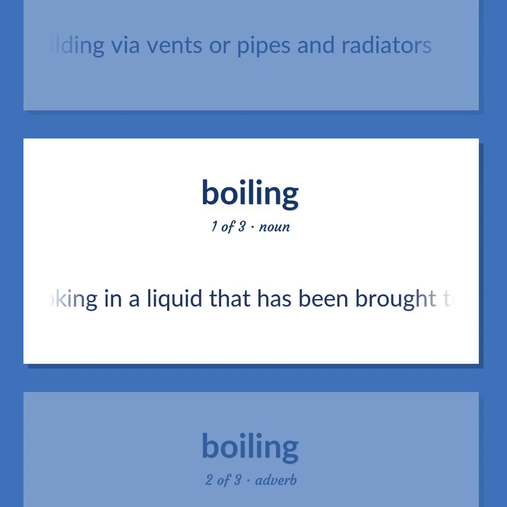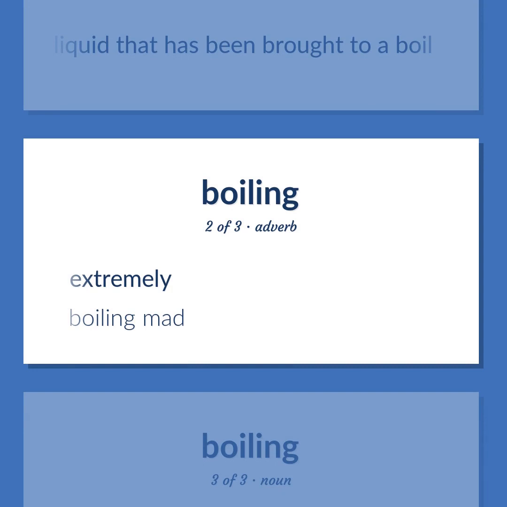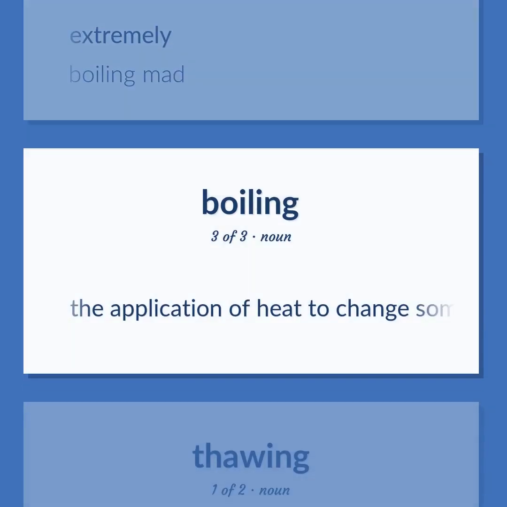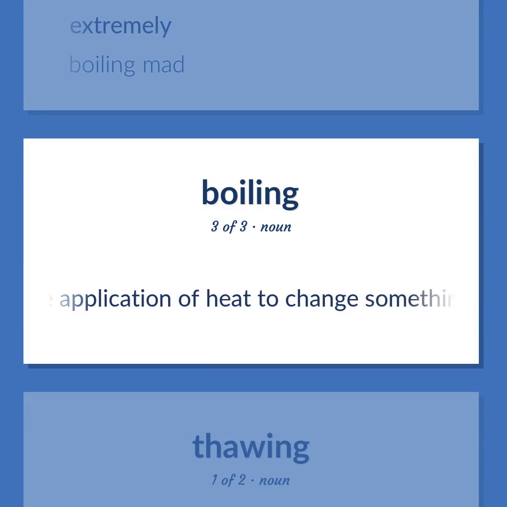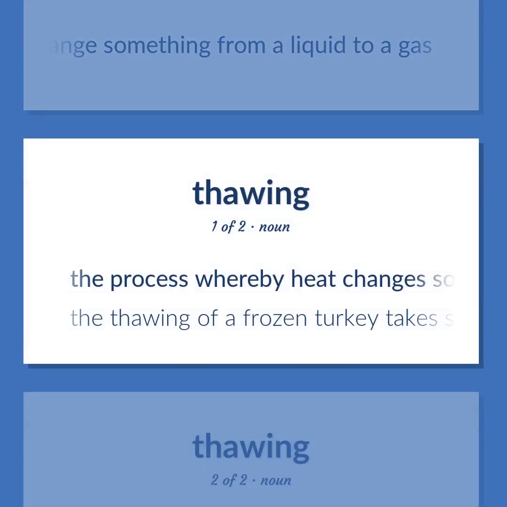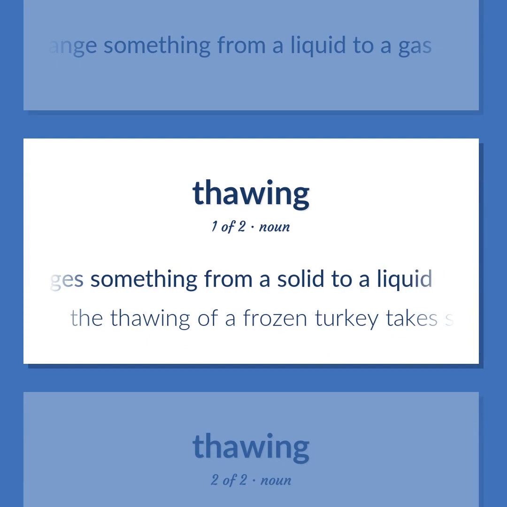Cooking in a liquid that has been brought to a boil. Extremely. Boiling mad. The application of heat to change something from a liquid to a gas. The process whereby heat changes something from a solid to a liquid. The thawing of a frozen turkey takes several hours.